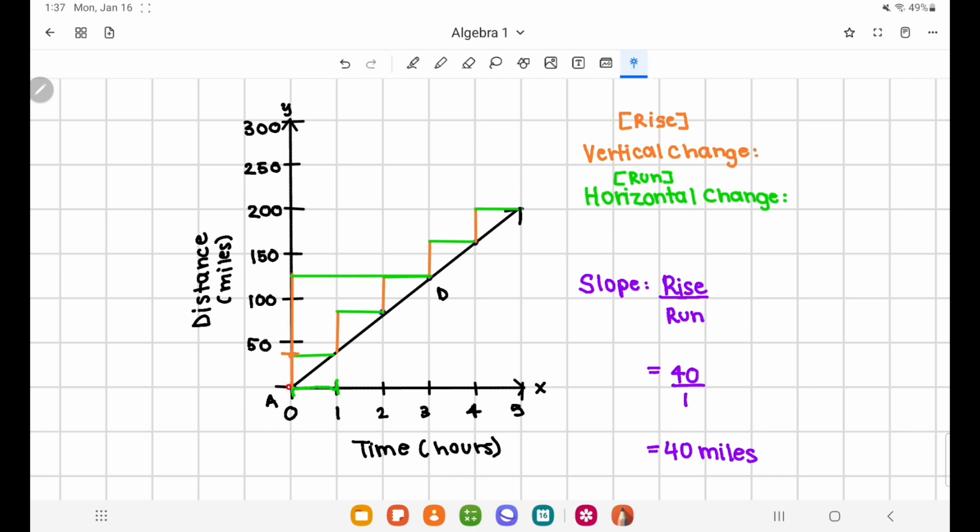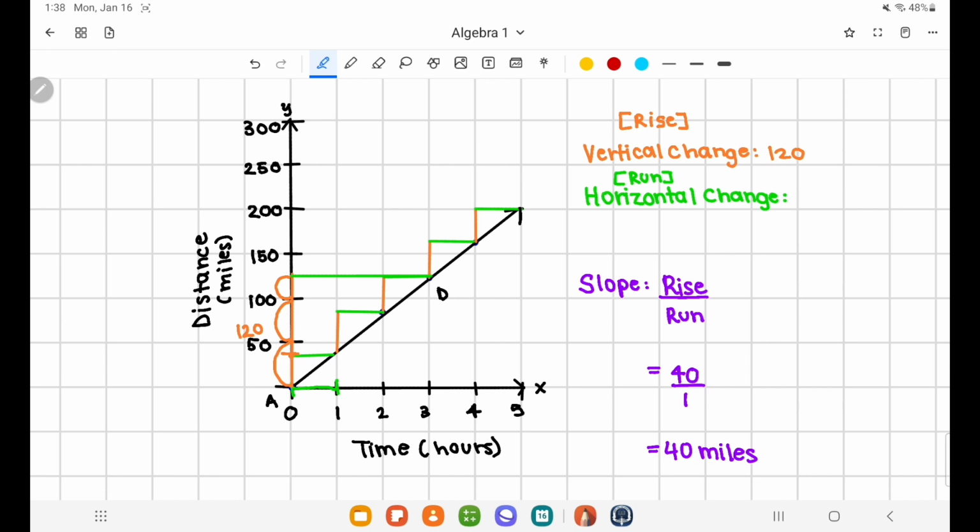So now we're looking at this big triangle rather than our smaller triangles. Let's see if this works. We're going to start with our vertical change. We have 50, 100, and point D is at 120. So 100 and then 100, and then this is 20. So our complete vertical change is 120.